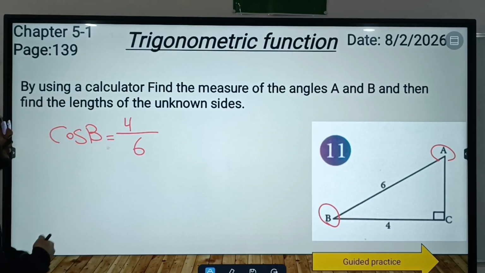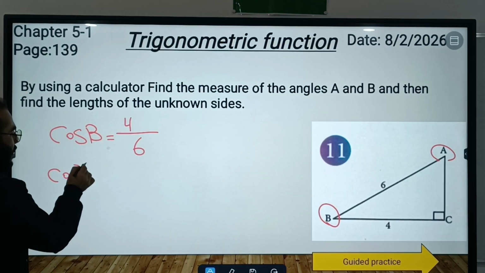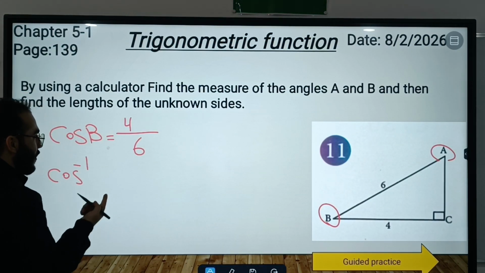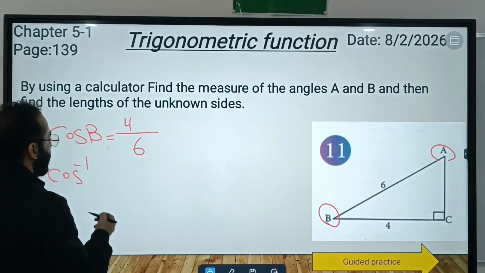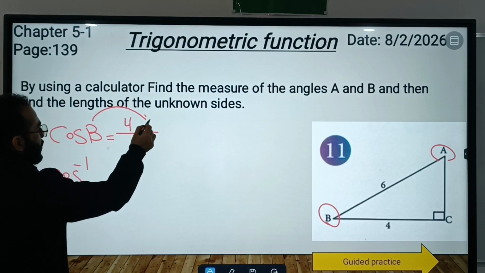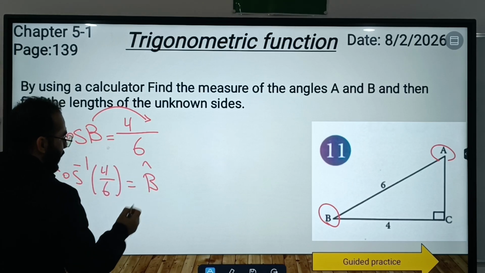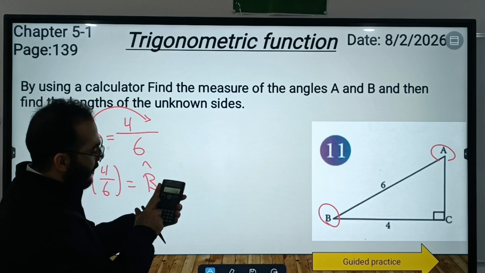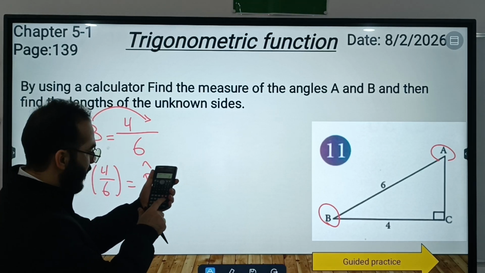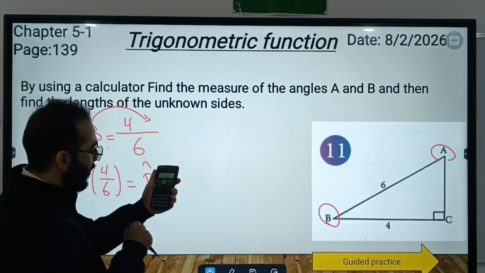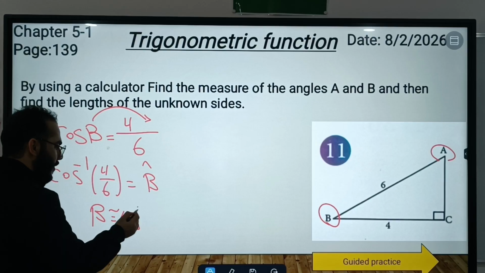So in that case, we need to turn our trigonometric function to its inverse. So cosine inverse. When we turn the trigonometric function to its inverse, the place of the angle and the result will definitely switch. So B is going to come out, and 4 over 6 goes in, equals angle B. So cosine inverse: press shift, cosine, and bracket 4 divided by 6. It's going to give us 48.1. So B equals approximately 48 degrees.